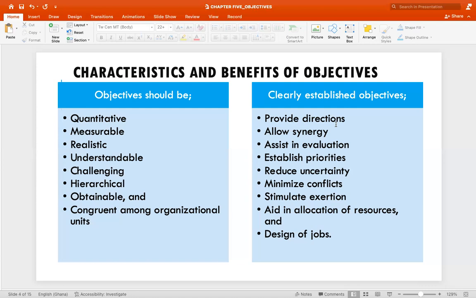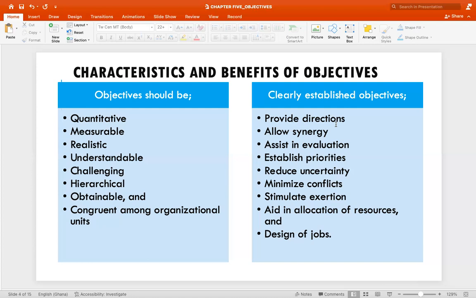Objectives establish priorities. So it is clear. Once you have an objective, it tells everybody what is important to you. As an organization, if you establish objectives, all employees and stakeholders become mindful of what is relevant for your organization. Next, it reduces uncertainty. We clearly know what the organization stands for, and so there is no uncertainty and doubt as to the path that the organization wants to chart.